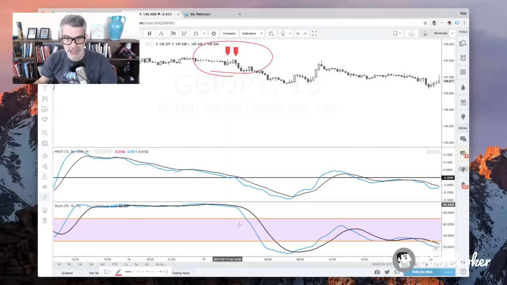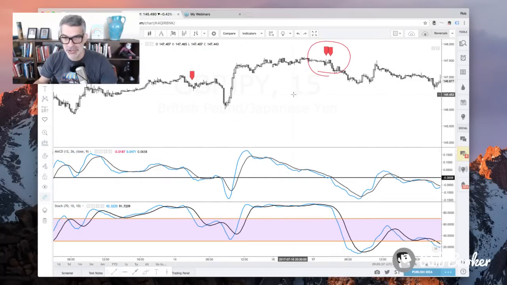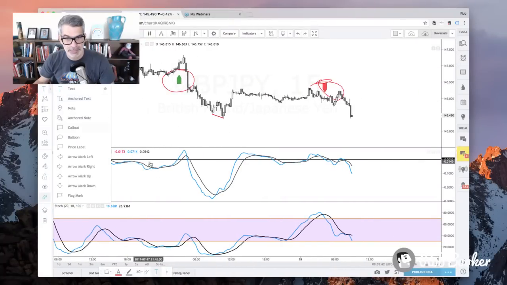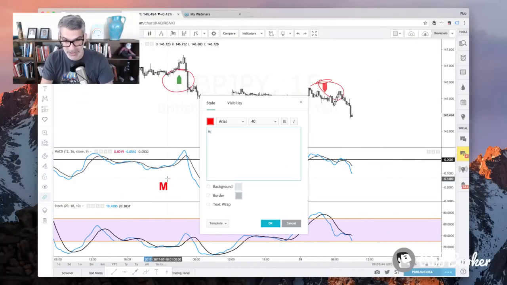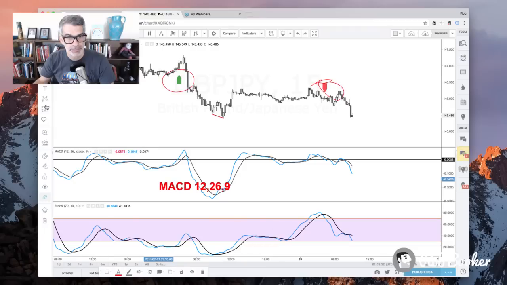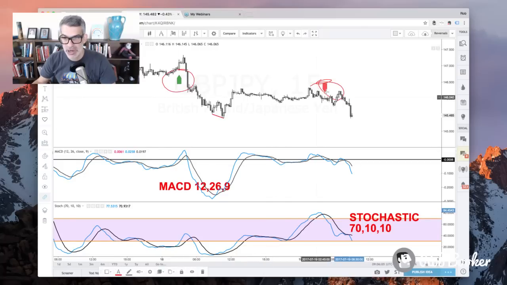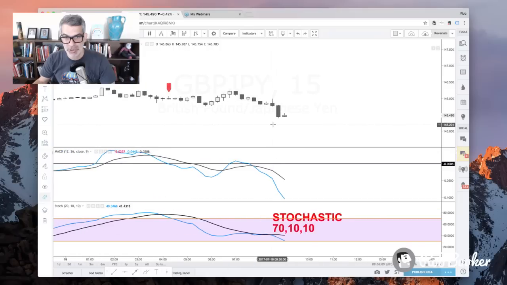What I have on the screen here today, in addition to the candles and the reversal tabs, I have the MACD and the stochastic. And the MACD is set to 12, 26, and 9. And the stochastic, it has a really weird setting. It's set to 70, 10, 10. Now let's concentrate our attention, and I will zoom in on this so that for those of you joining on the web, you can see this a little bit better.